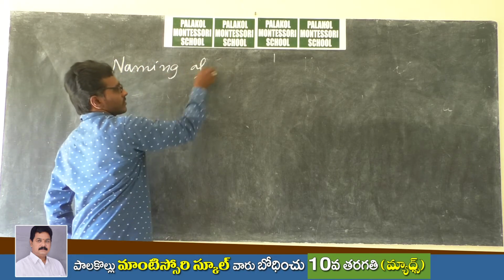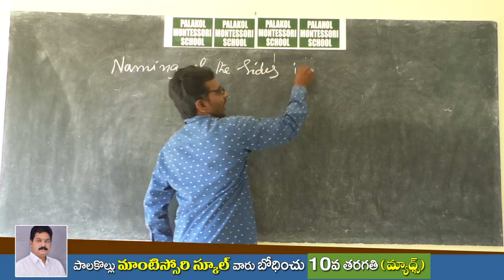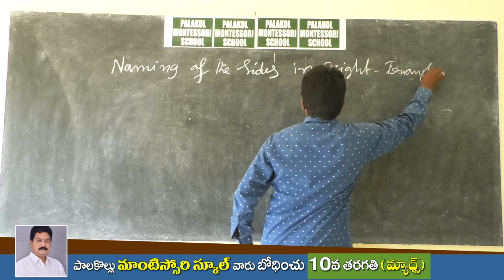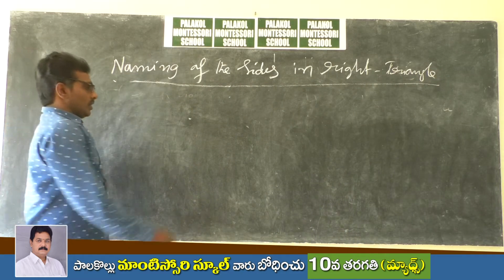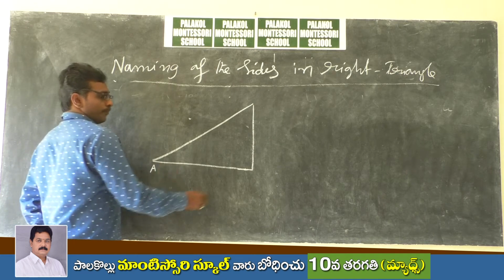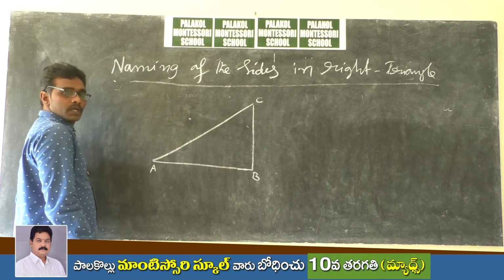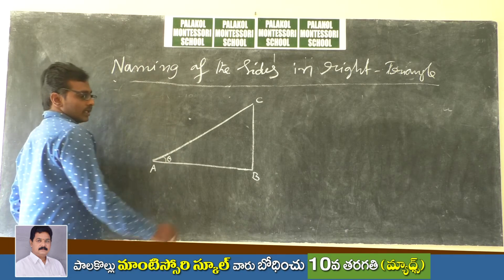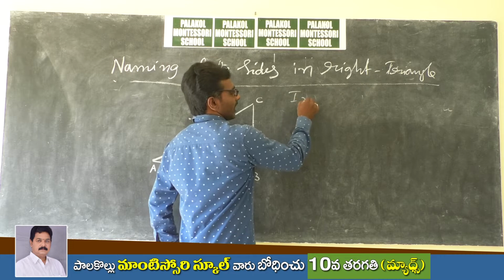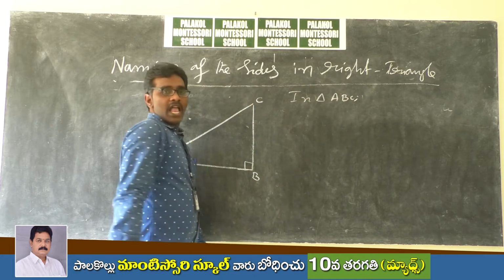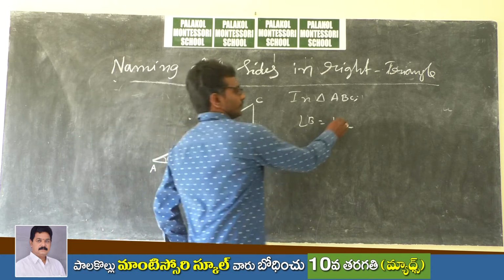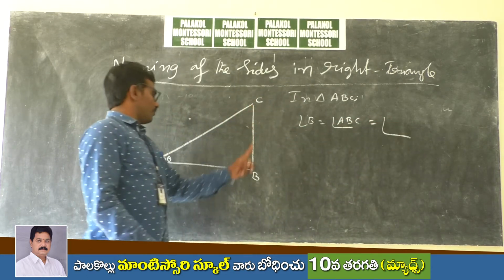Naming of sides in a right triangle. Please observe this triangle, guys. This is A, B, C. This angle is equal to theta. This is the 90. So in triangle A, B, C, angle A, B, C is equal to angle C, B, A.